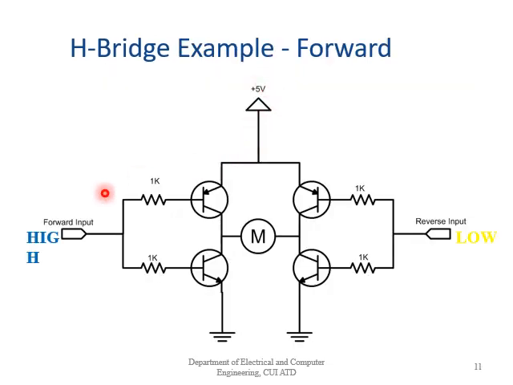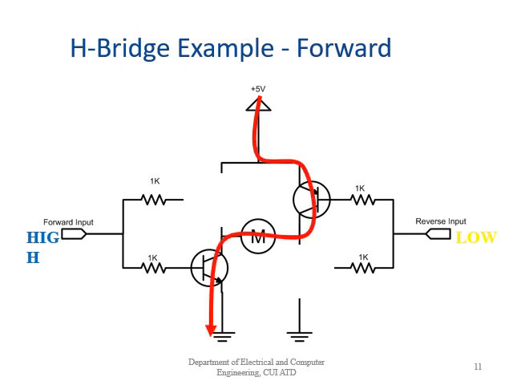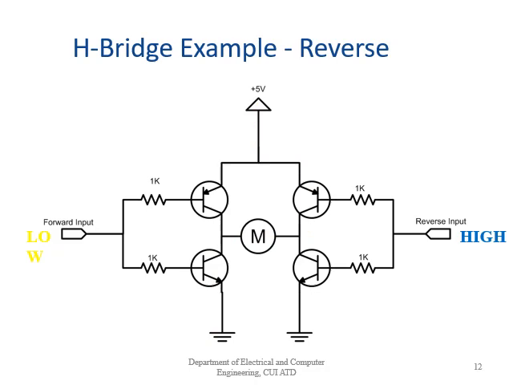So here you can see that we have applied the input 1 and 0. So the forward input is high and the reverse input is low. So this is the path. You can see the current will flow like this and we have forward motion. In the second case, in forward we are applying low and in reverse input we are applying high, so the current will flow in the opposite direction.